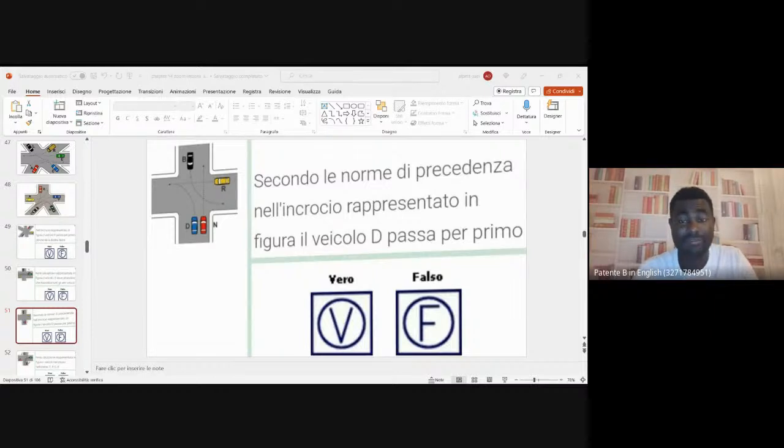Now, the first vehicle to move is the vehicle B. He will move and stop in the center of the junction. And whilst the B is waiting in the center of the junction, then R will go. After R is gone, D and N can go at the same time. And then the B waiting in the center will finally go as well.